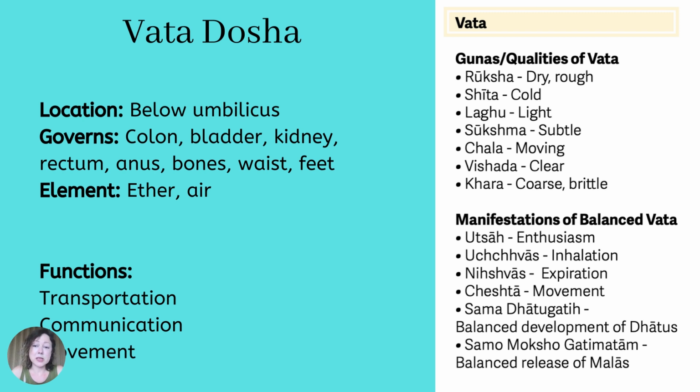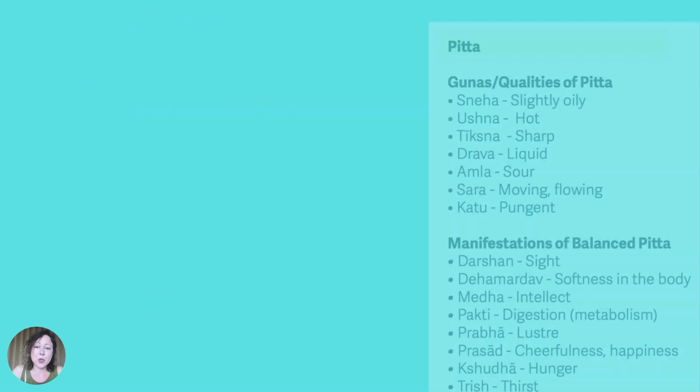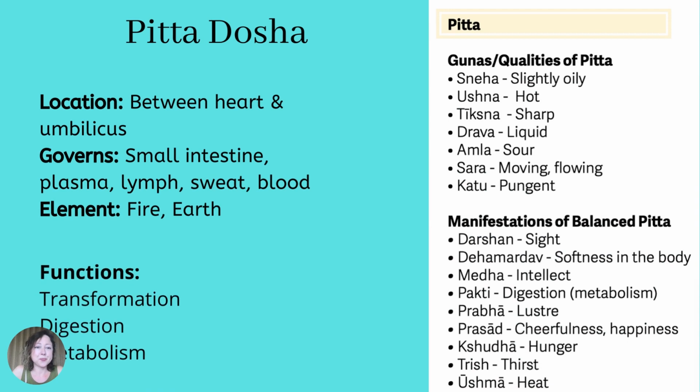Manifestations of a balanced Vata are enthusiasm, inhalation, expiration, movement, balanced development of dhatus or tissues, and balanced release of malas or waste. And let's go on to Pitta dosha.